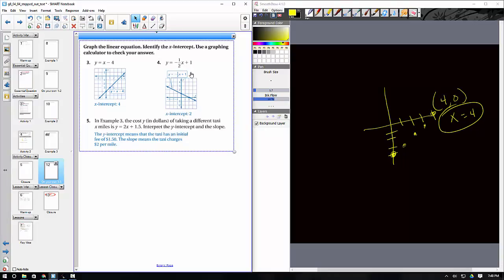Sorry, I didn't do this one. But my x-intercept is 2 whenever I plot this out. And then for this one here, the y-intercept means that the taxi has an initial charge of $1.50 and then $2 per mile.